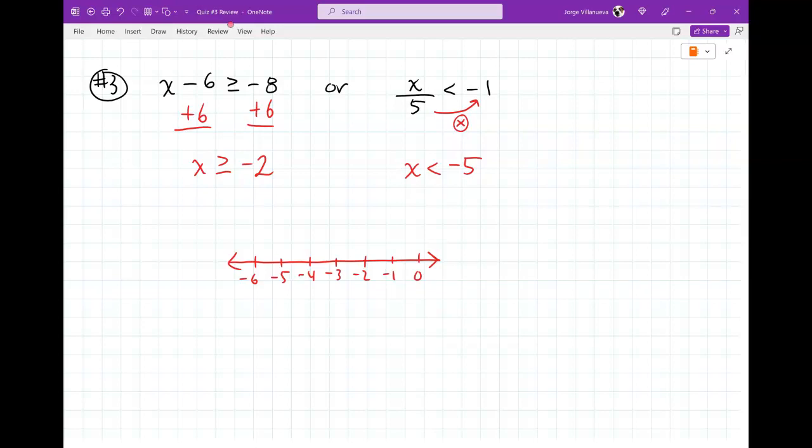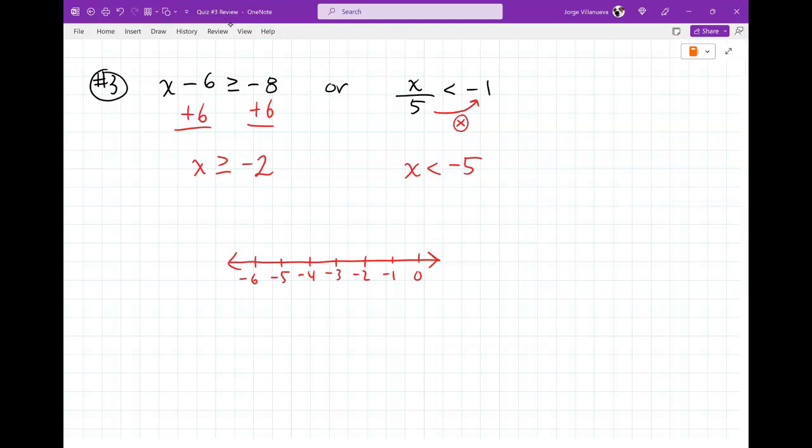By the way, if you want to be lazy, you can do this. I totally am okay with this. If you just do that, I'm fine with it, as long as you label them right. -5 should be towards the left, -2 should be more towards the right. I'm okay with that, so you don't have to draw all the numbers. I'm just trying to make it look a little nicer.